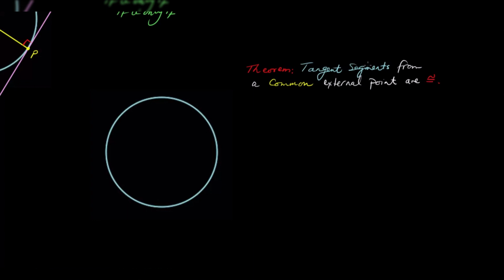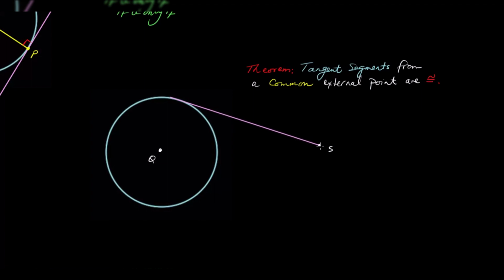So here's the second theorem for today. It states that tangent segments from a common external point are congruent. Now, what does that mean? Well, let's give ourselves a circle here. Let's call this circle Q. This is circle Q. And if you have a point that's outside the circle, let's call that point S.